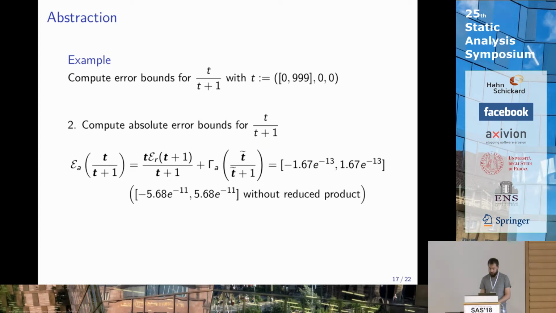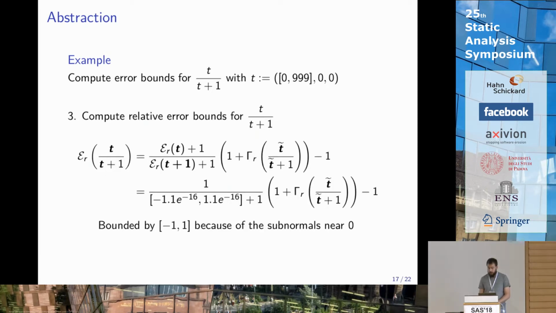And finally, we compute the relative error bounds for t divided by t plus 1, which is not really interesting because we have really small values in this expression, which means we have really big relative errors. We can actually bound this relative error by the interval -1 to 1, but for the details about this point, I will send you to the paper.